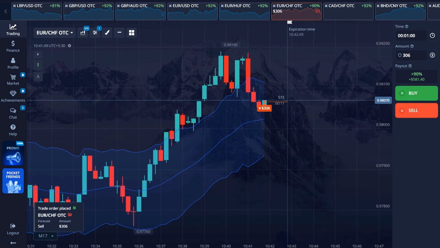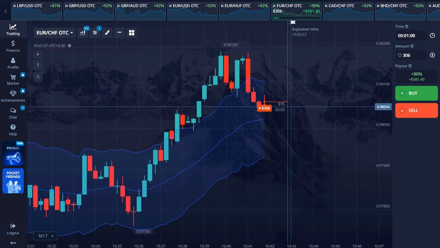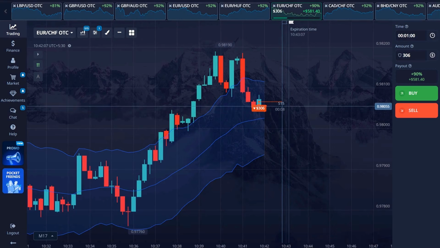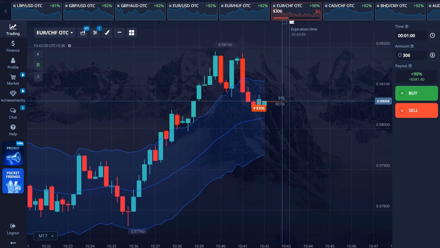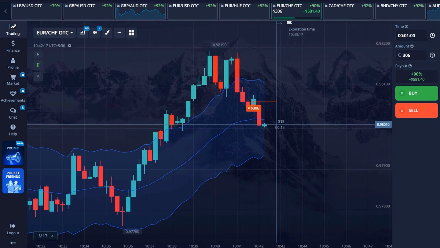All right, guys, here's another example. This time I went for a sell trade. Notice how the price pushed above the upper band of the Keltner channel and then quickly dropped back inside. That was the correct reversal signal. But here's the issue. My entry came 2 candles late. Instead of catching the first rejection candle, I entered a bit later. Because of that, my risk increased.